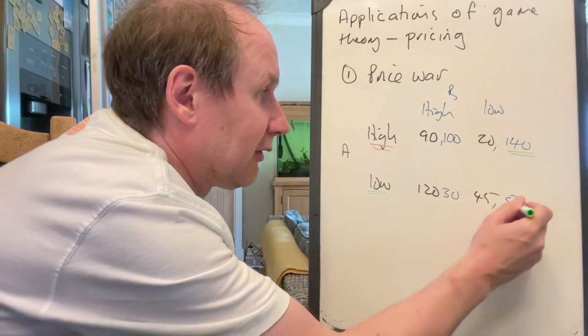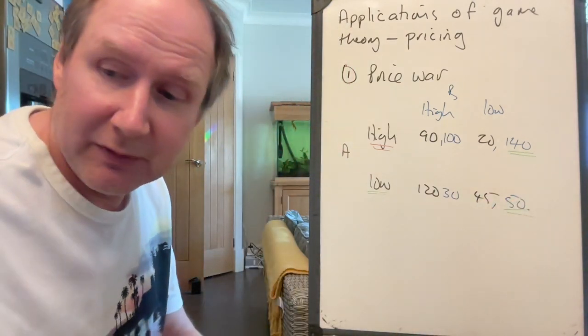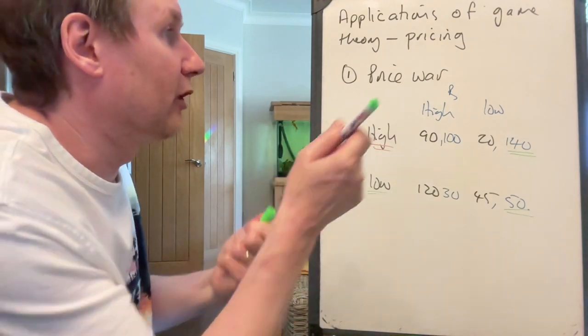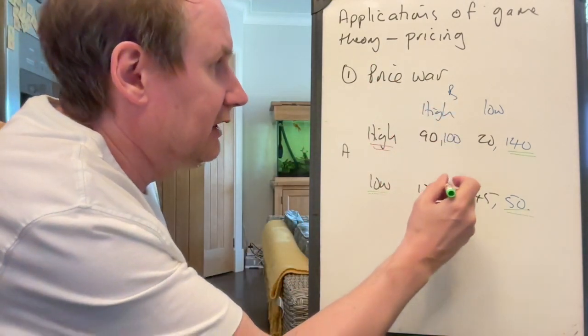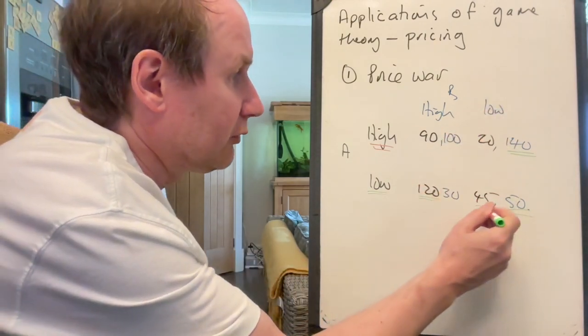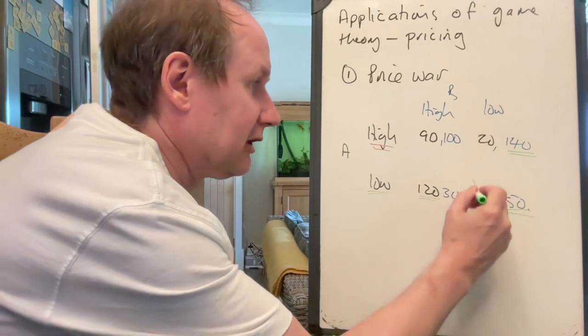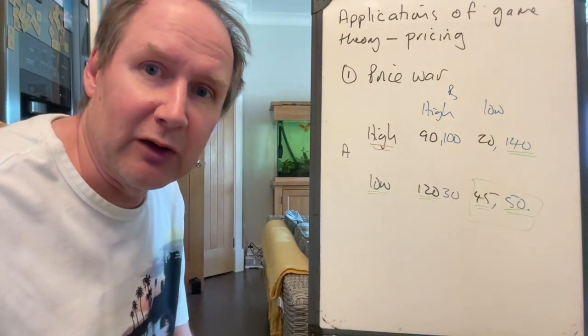If A was to play low, then what would B do here? B has a choice of either 30 or 50. They would choose to play low. Reverse it, say, well, what if B was playing high? What will A do? 120 is more than 90. And lastly, if B is low, A has a choice of 20 or 45. Our double underlinings are in that box. In this setup, we're going to end up with low price.